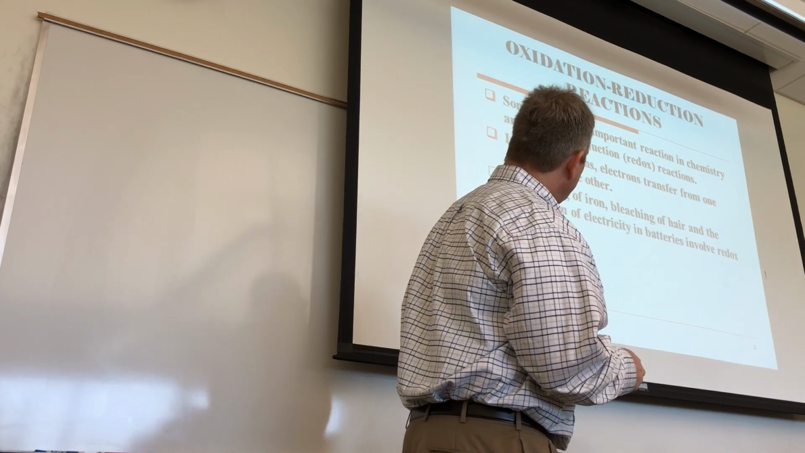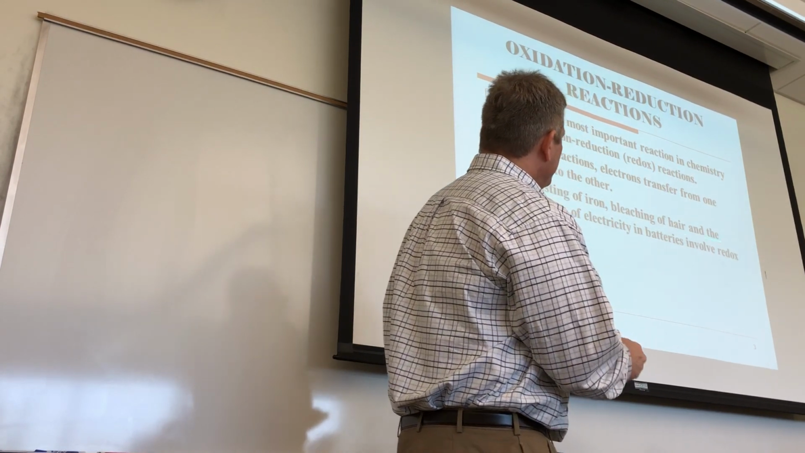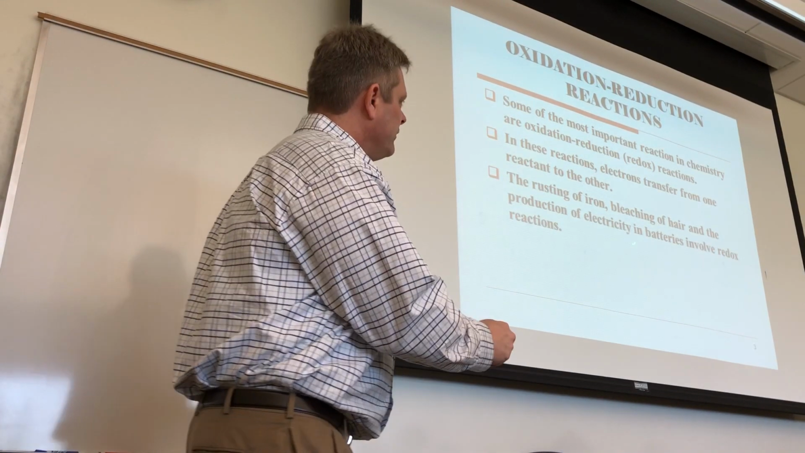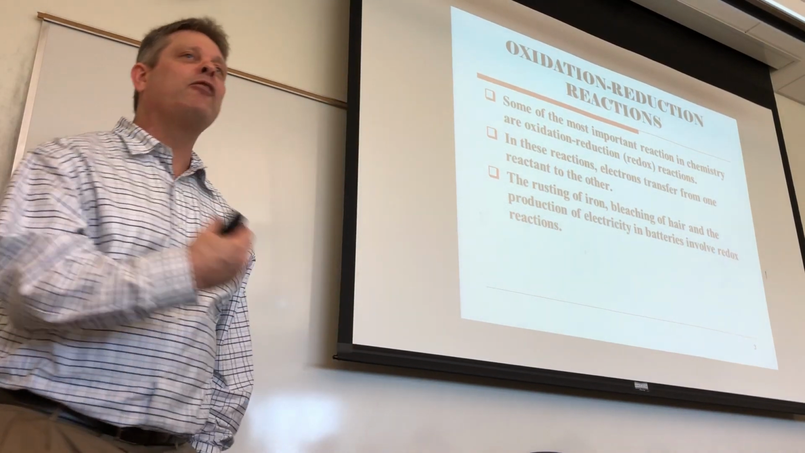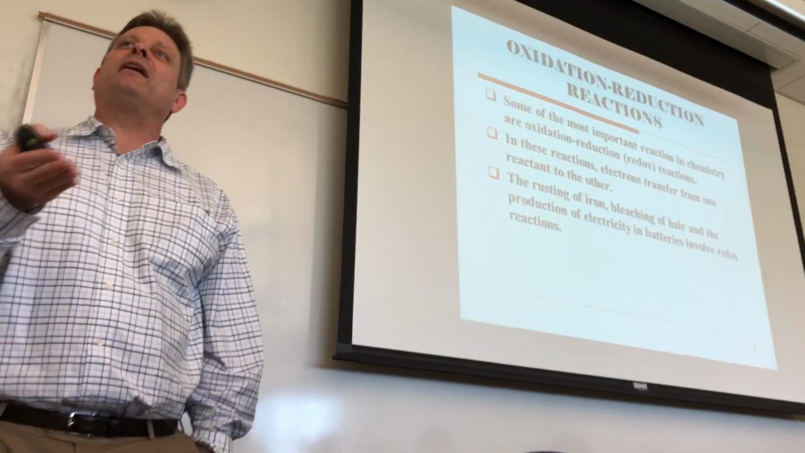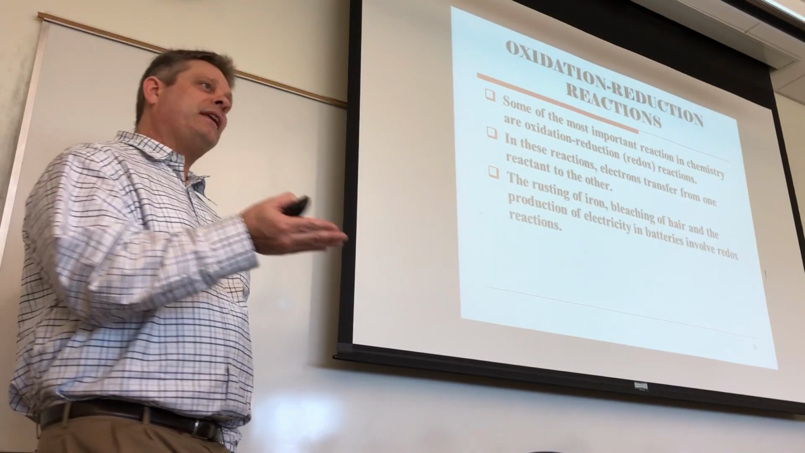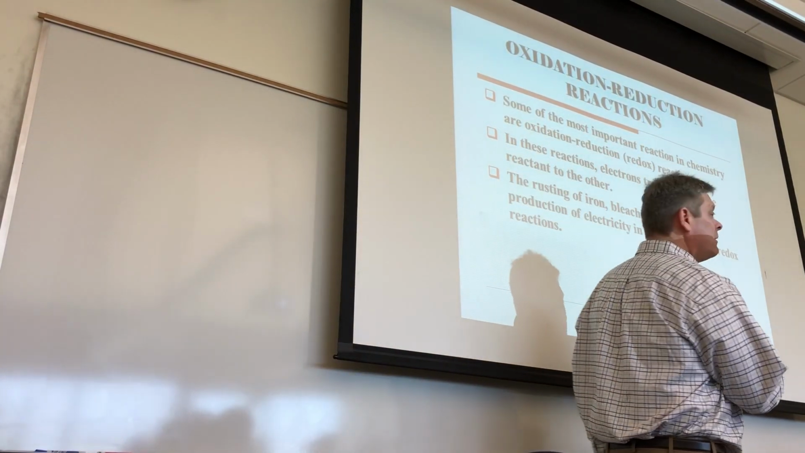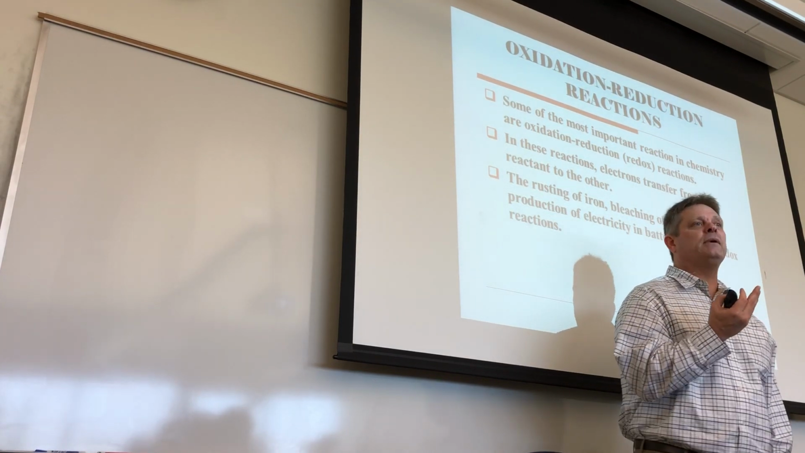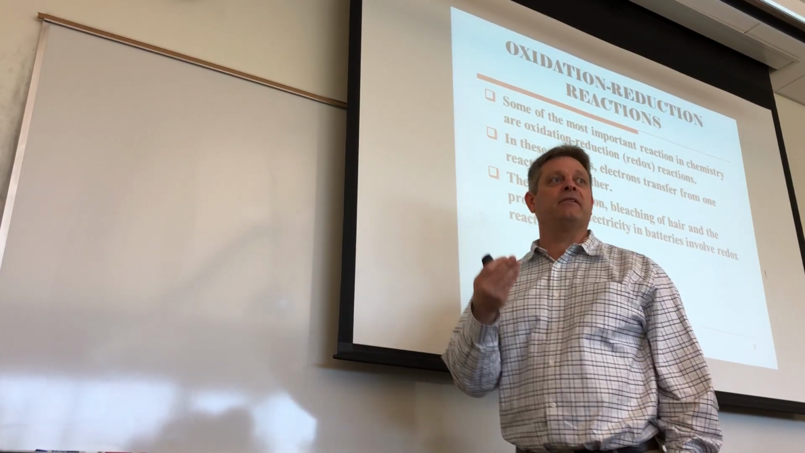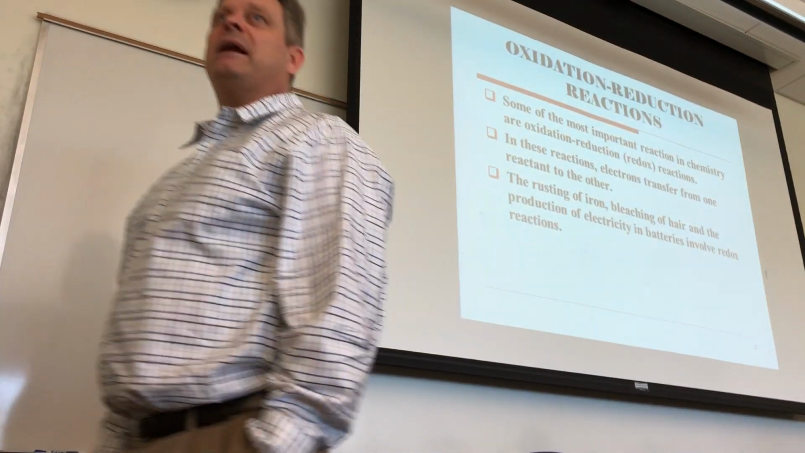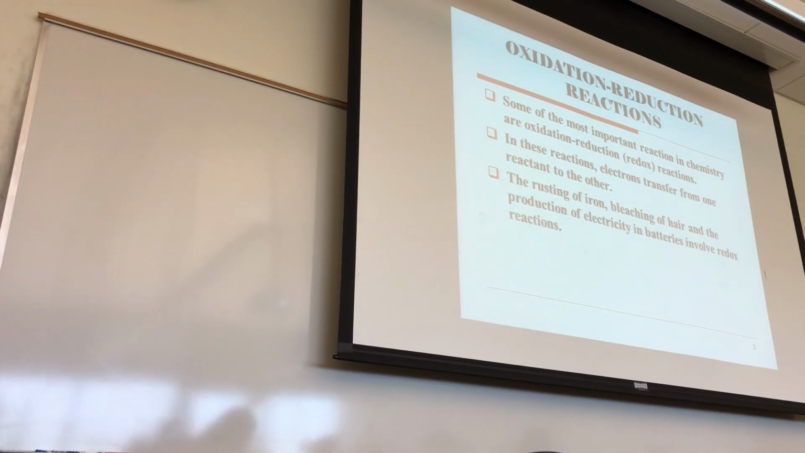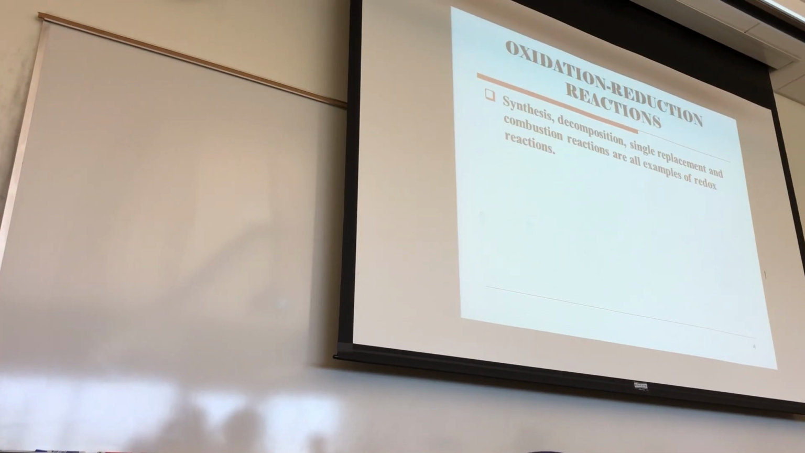So going back to 101. Things like rusting of iron, bleaching of hair, and production of electricity in batteries all involve redox reactions. Electrochemical potential deals with things like batteries and voltaic cells. So that's why we're going to remember what we talked about in terms of oxidation and reduction, because that's going to play a role in determining electropotentials. That's what we did today.